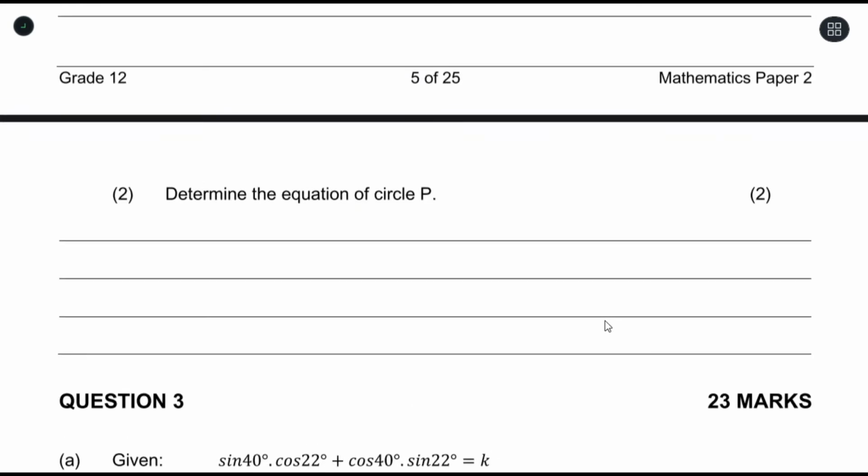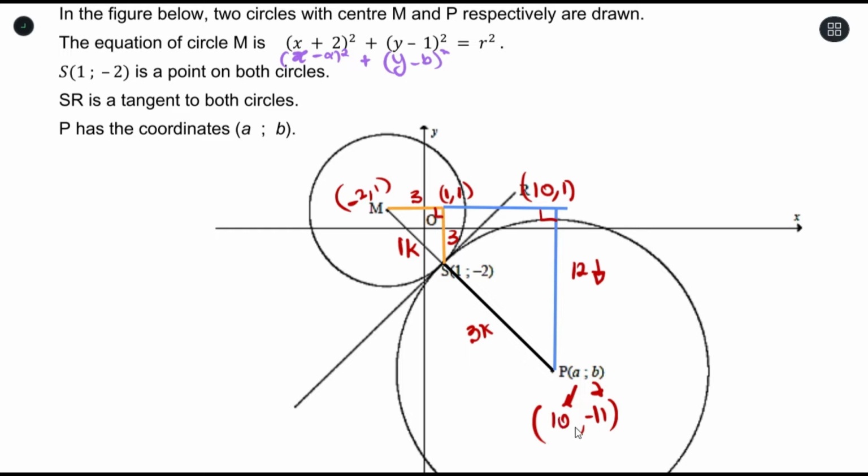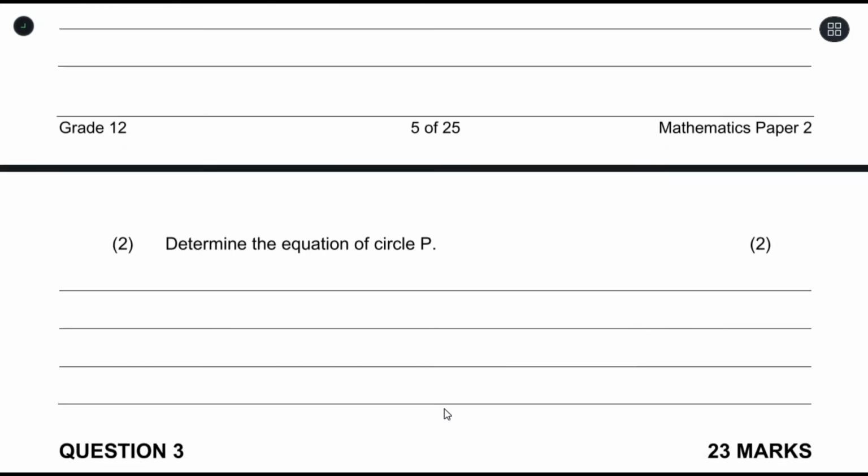And the last question, question 2 here says, determine the equation of the circle P. Now, this circle P over here has a center of 10 and -11. We know that the radius of MS is 3√2. We got that in the previous question. So the radius here, because it is 3 times that, it will be 3 times 3√2, which makes it 9√2. Okay, so that's your radius. So the coordinate is 10 and -11, and the radius is 9√2. So now putting all that in, this is what you're going to get.